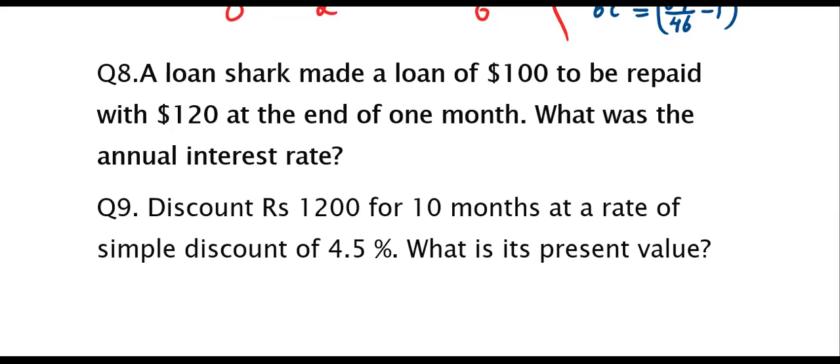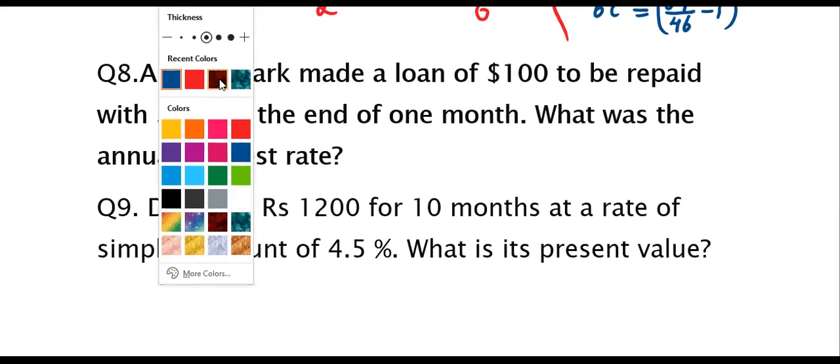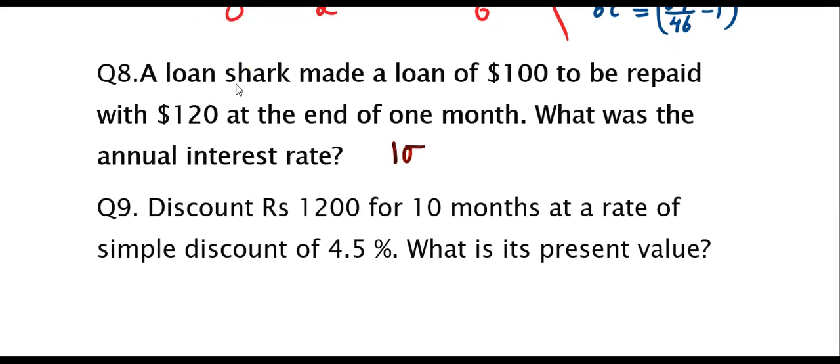But I is not interest per month. I is interest per year. So you have to write this formula. You write this formula: 100 into (1 plus n i), where n is 1 by 12 here, so 1 by 12 i, that is equal to 120. If you solve this equation, 120 divided by 100, that is 1.2. Take 1 that side, multiply by 12. Finally, you will get I.